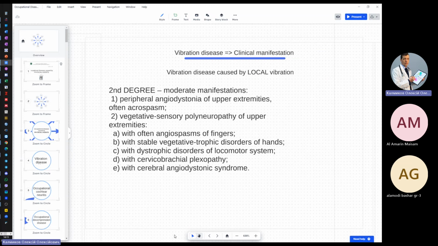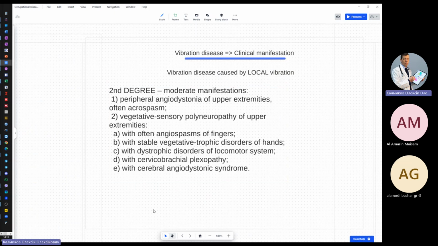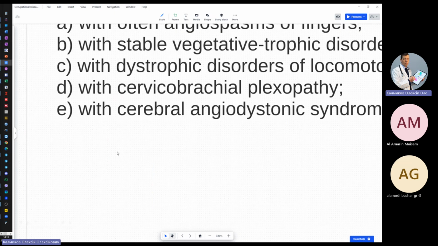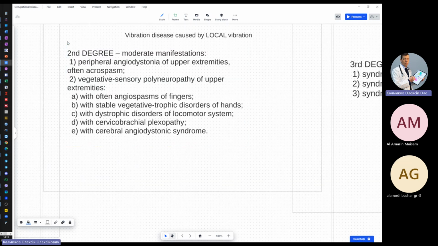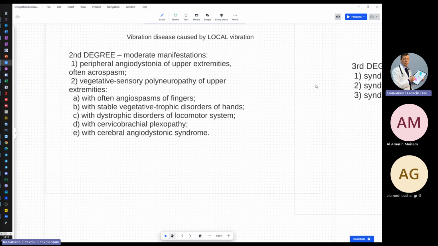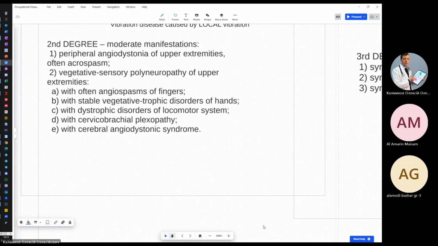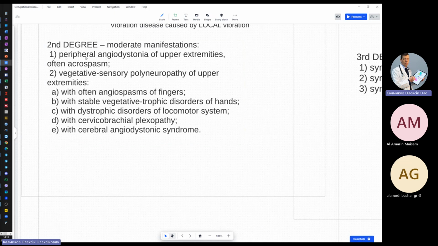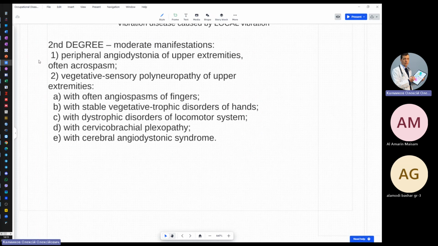At the second degree of vibration disease caused by local vibration, let me show you. There is a phase of so-called moderate changes, yeah, moderate manifestations. The same two main syndromes remain. I mean, in terms of peripheral angiodystonia of upper extremities, but here we often have acrospasm.